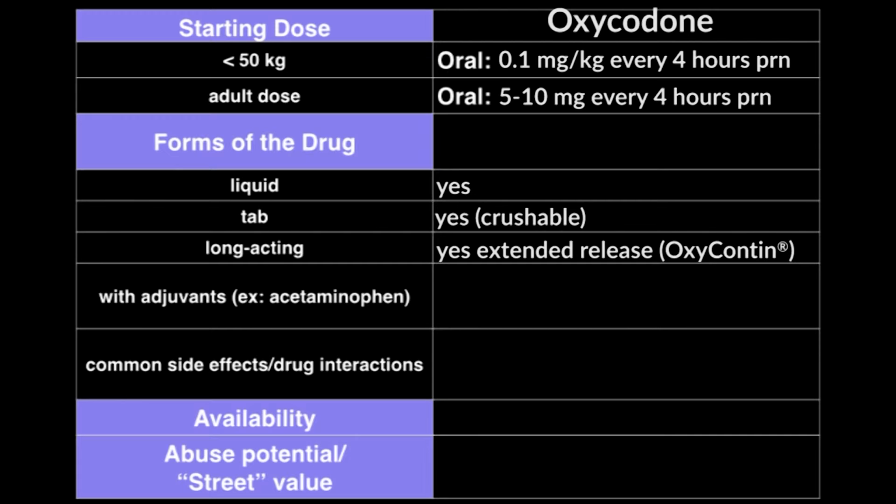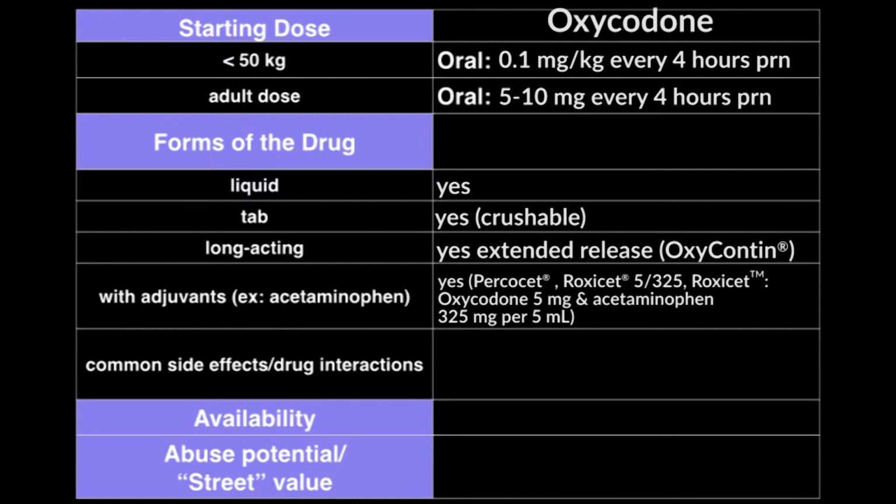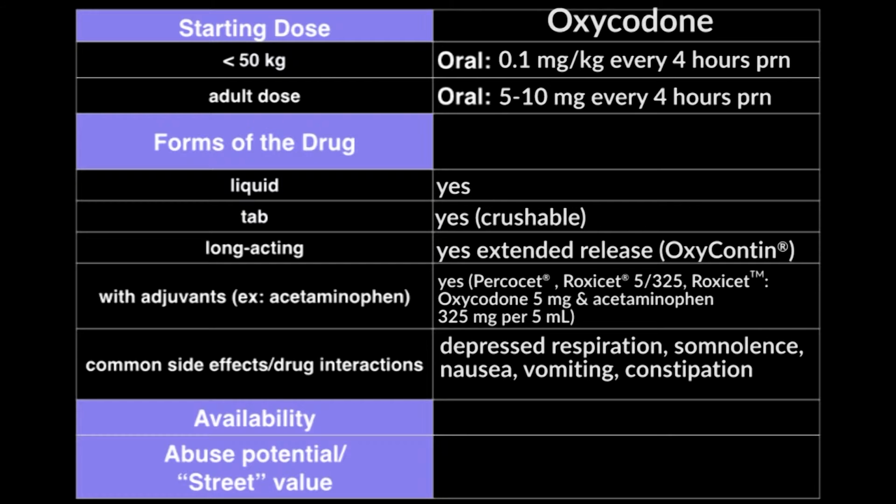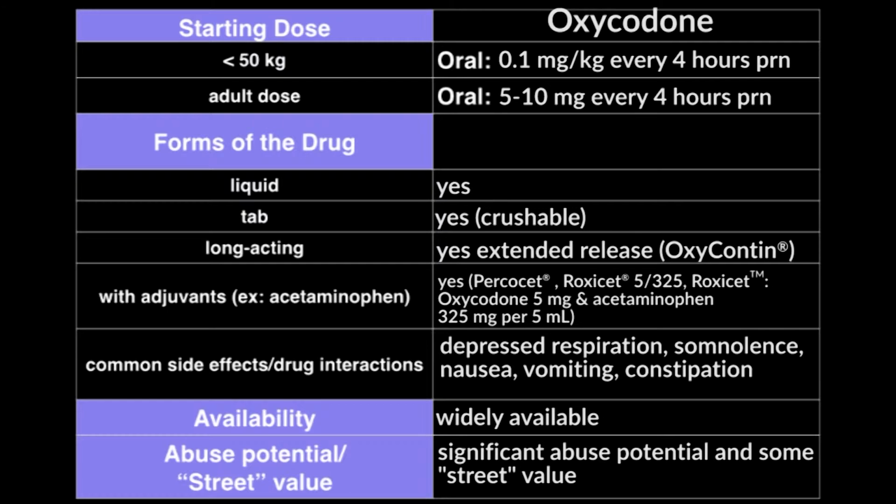Oxycodone is available with adjuvants such as acetaminophen in both tablet and liquid forms. The liquid form contains 5 milligrams of oxycodone and 325 milligrams of acetaminophen per 5 mLs. Common side effects include depressed respiration, somnolence, nausea, vomiting, and constipation. It's widely available, and there is significant abuse potential and street value, making diversion for non-medical use a significant possibility with the use of oxycodone.